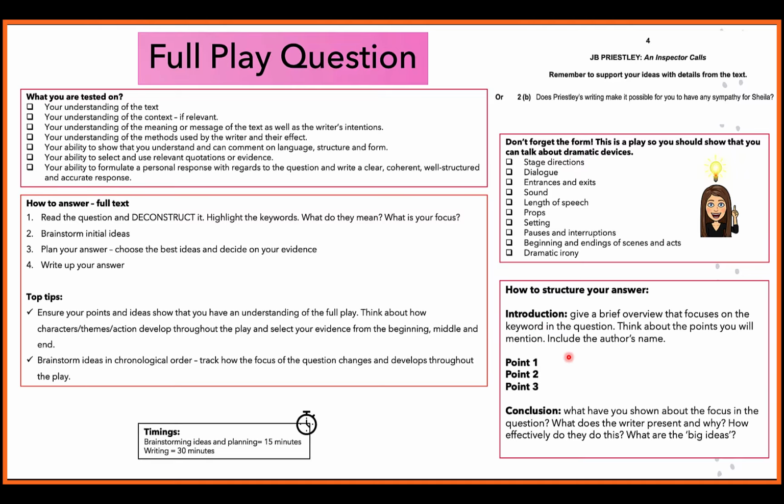So in terms of how to structure your answer, it's very similar to the extract question as well. Just the introduction will be slightly different because you're not really talking about the extract. You're talking about the play as a whole. You're thinking about the keyword in the question, and you're giving an overview of the different points that you will mention. If you think that actually the audience has a very difficult relationship with Sheila, and at points we do feel sympathy, but this isn't maintained, that may be something that you want to include in the introduction, because then you're going to prove that with the different points that you're going to make.